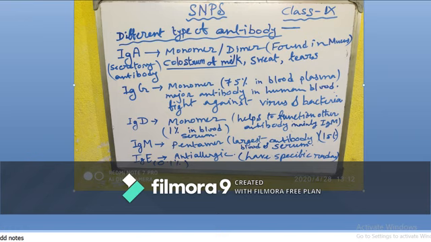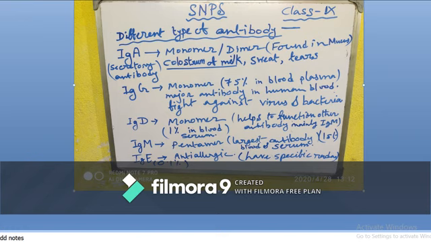And IgM, that is a pentamer, the largest immunoglobulin, and it is present in blood and serum both, and it has a large capacity to control the antigens. And IgE, that is anti-allergic, meaning it fights against different kinds of allergens like skin rashes, sneezing, etc. Its presence is very low, about 0.1 to 0.2%.